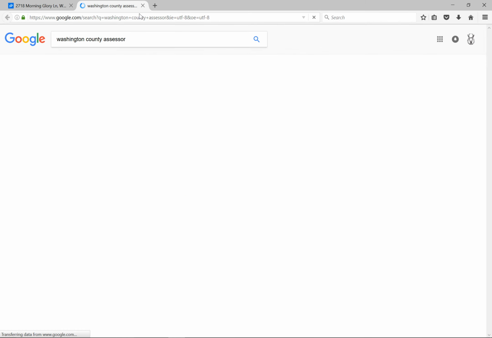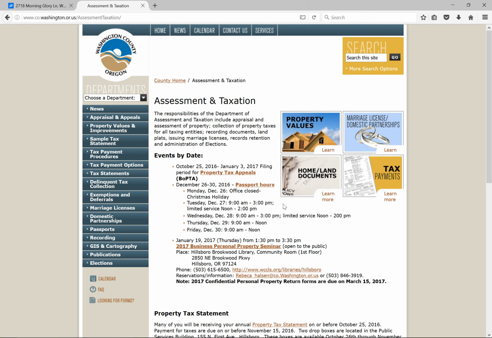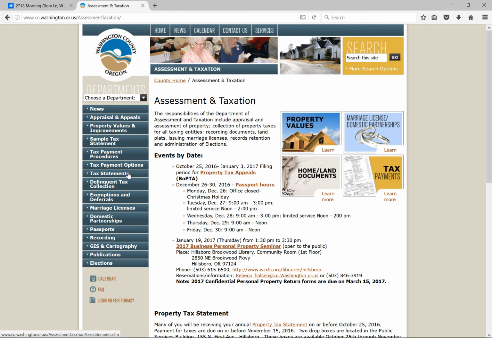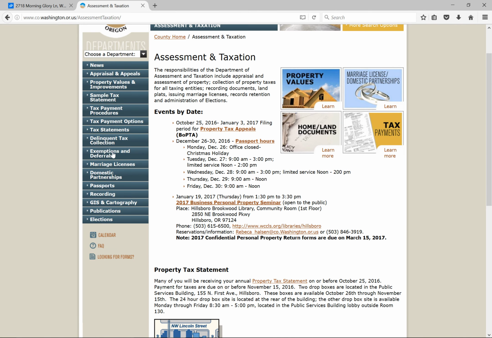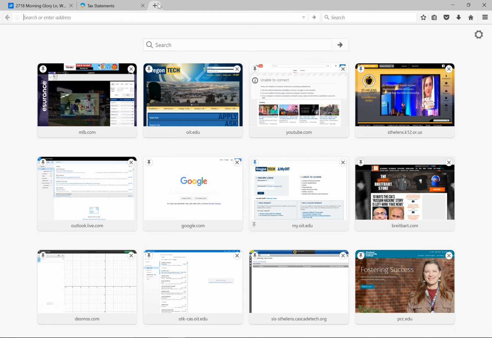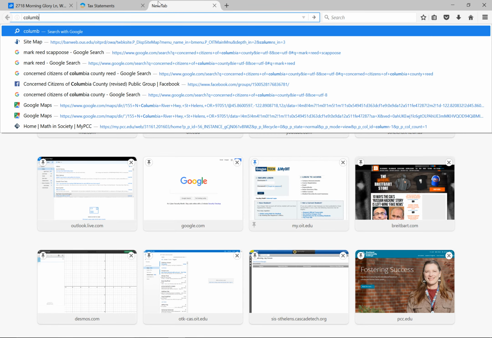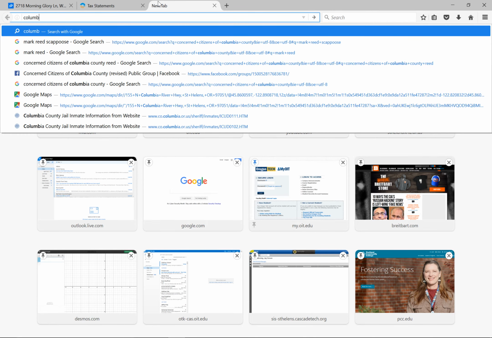So let me show you. Go to the assessor page, assessment and taxation, and tax statements, property tax statements. They changed it around on me just a skosh. Here it is. You can type in your house number and your street number and so forth in here, and you can get a value out for it. I'm going to type in the Columbia County one because that way I know I can come up with one that works.